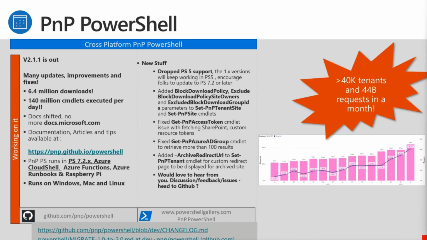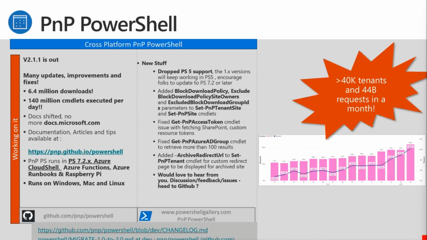And there was also a smaller regression in Get-PnPAccessToken as well. So it will now work with SharePoint. It will now be able to fetch SharePoint or custom resource tokens as well. We also added ArchiveRedirectUrl to the Set-PnPTenant cmdlet. So you can specify a custom redirect page to be displayed for an archived site. And that's pretty much from my side.